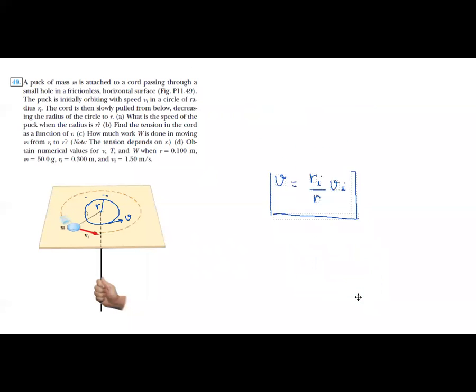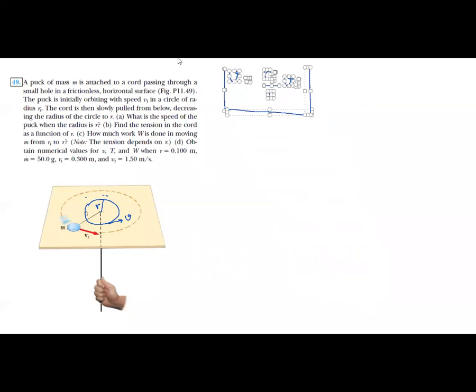This is part A. Part B: find the tension in the cord as a function of R. We have to find the tension in terms of R, in function of R. How much?